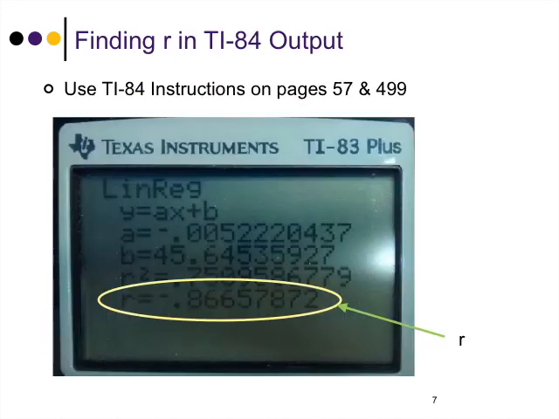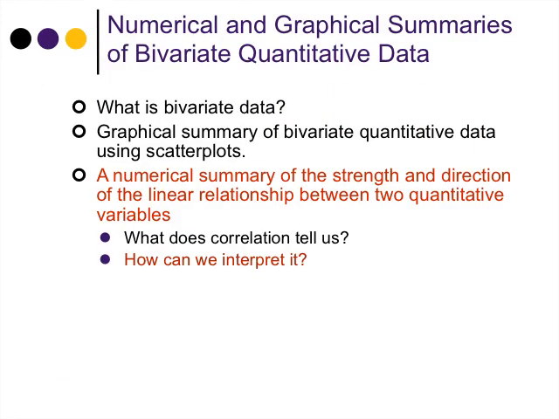You can also read it from your TI-84. You'll see again the instructions on page 57 and on 499, and here you go. It'll produce the same correlation coefficient. Okay. Finally, how do we interpret this? How do we interpret this?